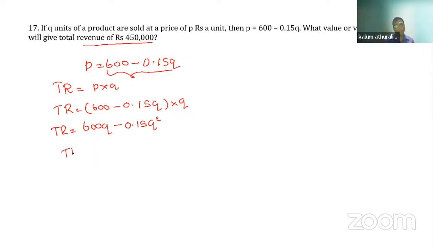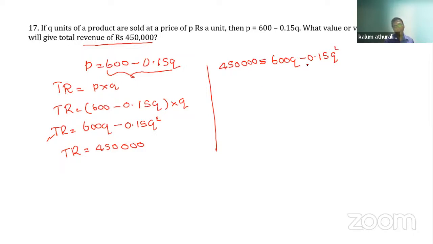Now we know TR equals 450,000. We can substitute TR: 450,000 equals 600Q minus 0.15Q squared. Now what is this? This is an equation. Which type of equation? This is called a quadratic equation. Then what is the standard form of the quadratic equation? You can rearrange this equation like this.